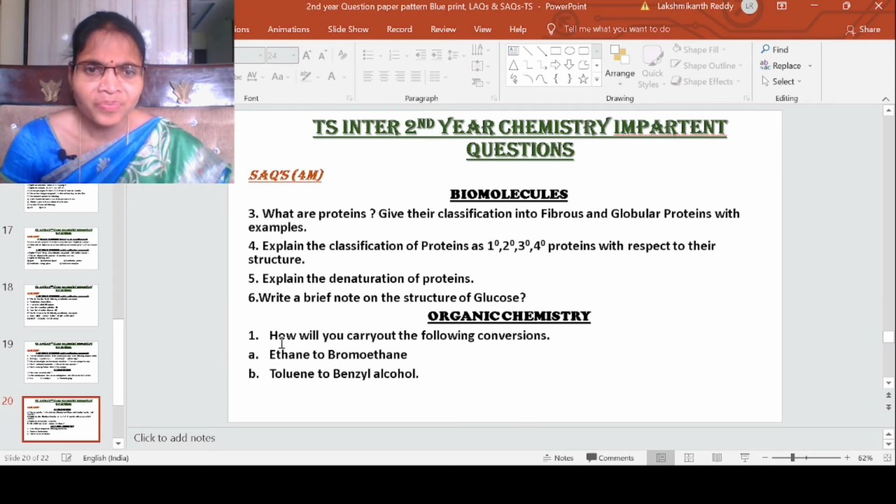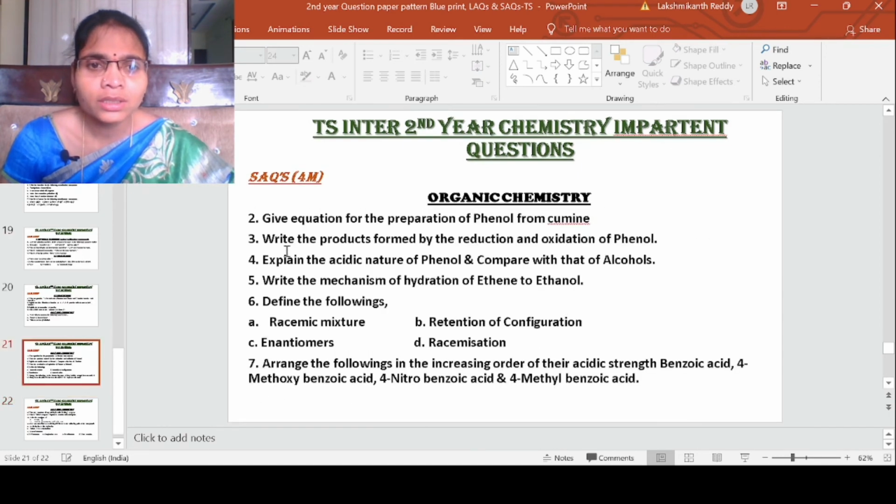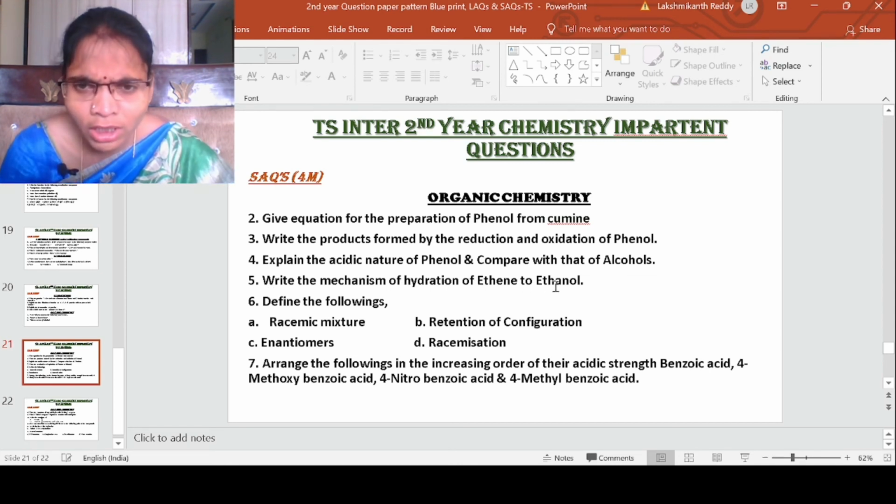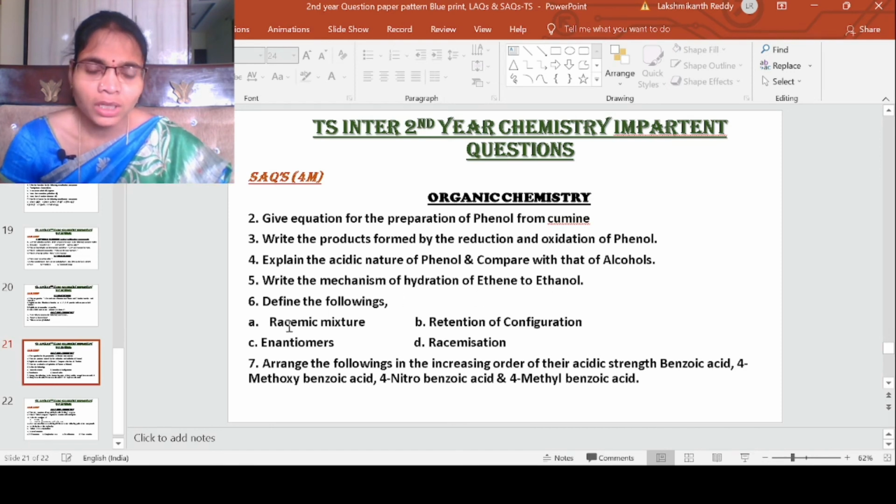Next, organic. How will you carry out the following conversions: ethane to bromoethane, toluene to benzyl alcohol. Okay. Next, give the equation for preparation of phenol from cumene. Next, products formed by the oxidation and reduction of phenol. Explain the acidic nature of phenol when compared with alcohols. Next, write the mechanism of hydration of ethene to ethanol. Next, define terms: racemic mixture, retention of configuration, enantiomers, racemization.